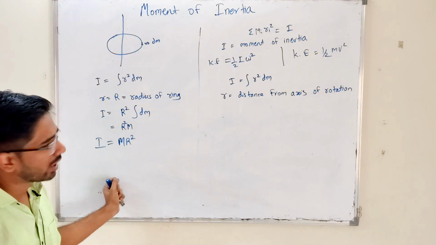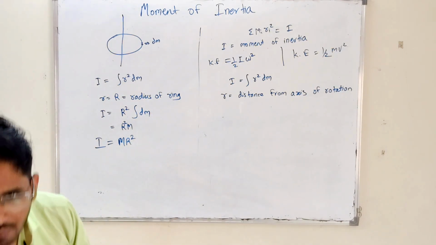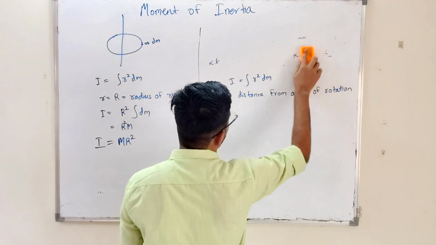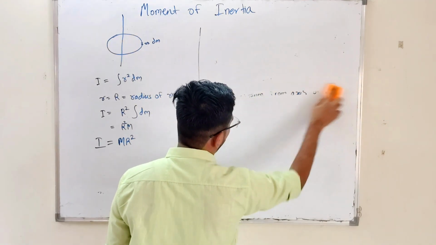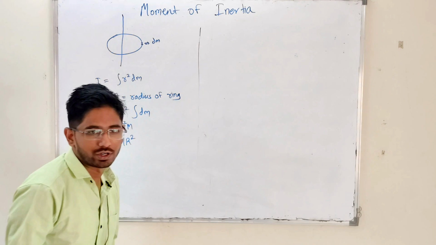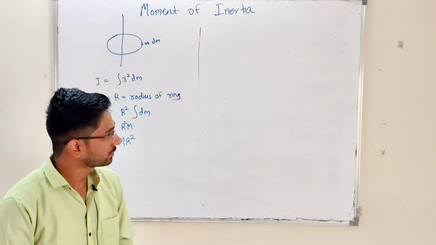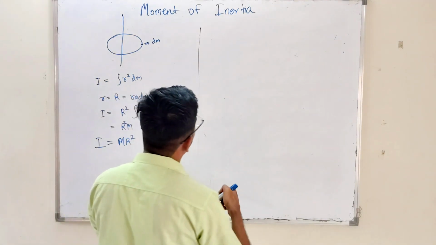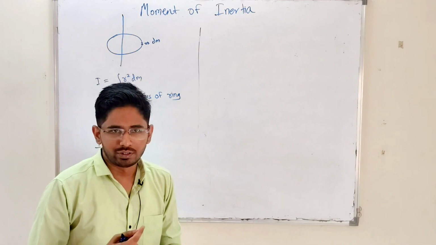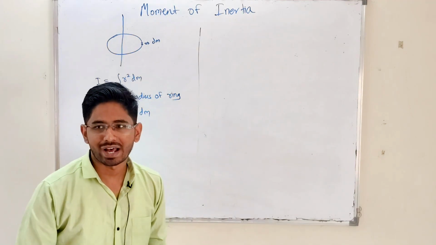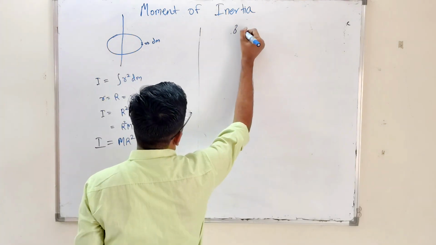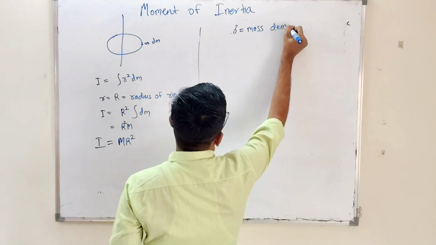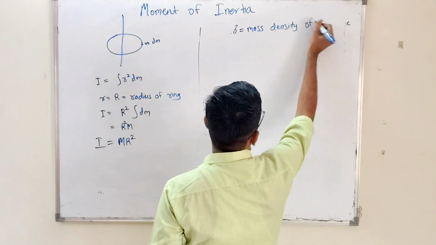Now we can go a step further from the ring and have a much more difficult problem than a ring. We can take a disc and find out what will be the moment of inertia for the disc. But this trick of dm will not work for the disc. So when we talk about the disc, we will consider a disc which will have a uniform mass density. We will define sigma as the mass density of a disc.